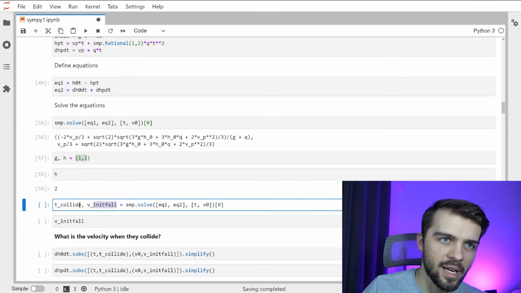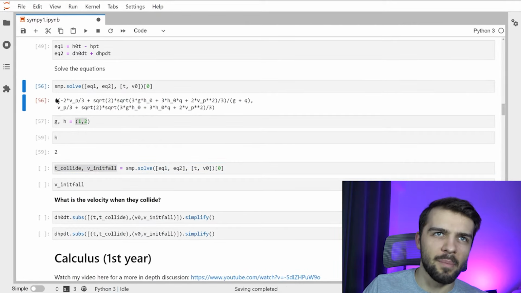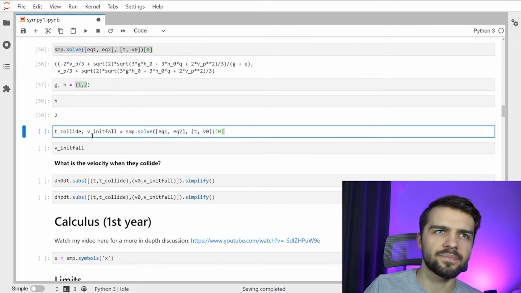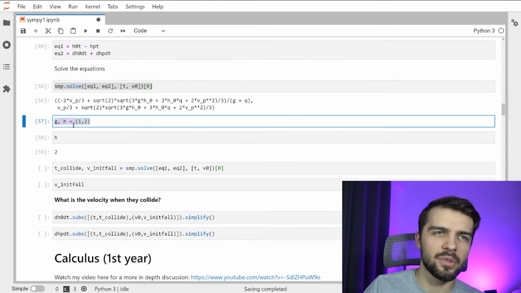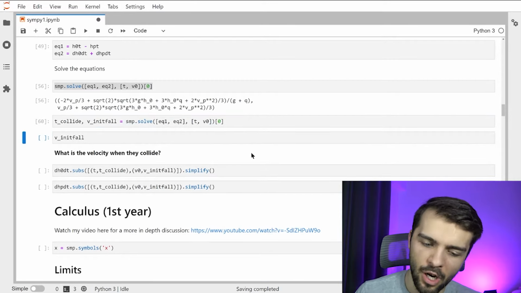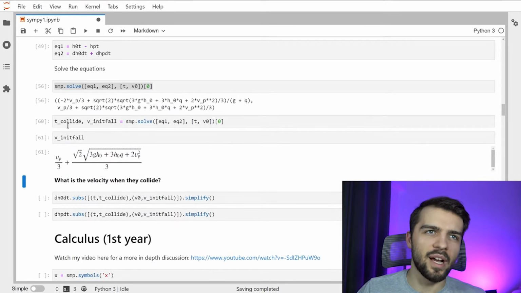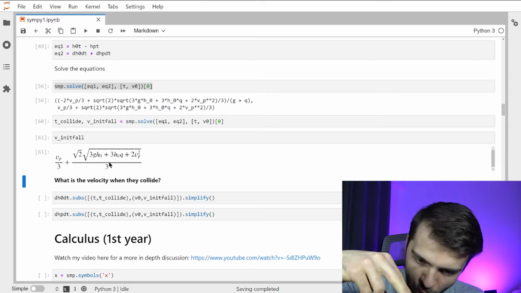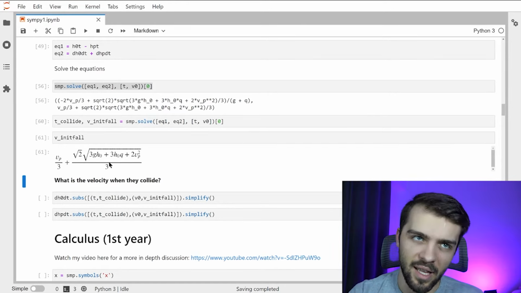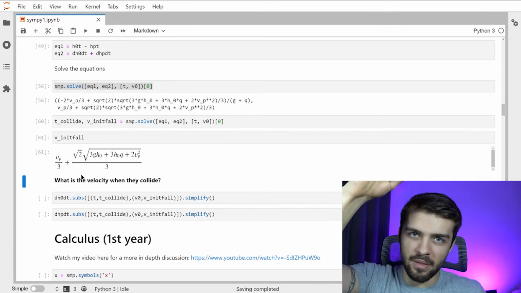This is like g, h, so my t collision, v init fall, is equal to the solution, and I remember that this is a tuple here. So I substitute this right here, and it's just like what's happening above here with g and h. And I say t collide, v init fall is equal to this. So it's a little bit of a complicated Python expression, but it's an easy way of doing stuff with tuples. And I can find my initial speed. So this is the speed I need to throw it down if I know the acceleration of the platform, such that they collide at the same speed. So that's the initial velocity when they fall.